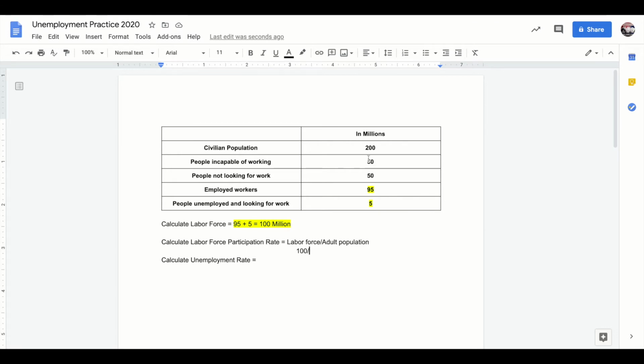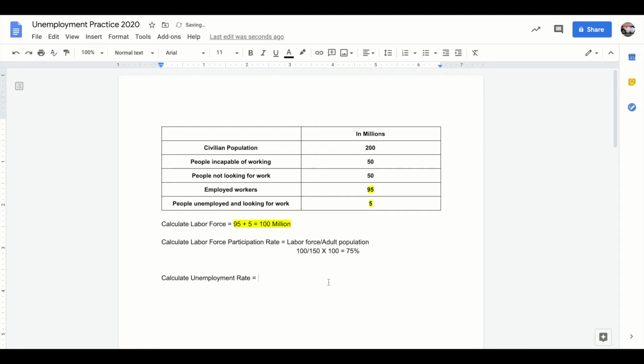We are not going to count the people that are incapable of working. Those could be people that are old and retired, or have some sort of disability, or children and stuff like that. So we do it out of this 200 minus the 50 that are incapable of working. So it's 100 divided by 150 times 100, and that equals 75%. 75% of the people in the adult, working age population are actually participating in the labor force.